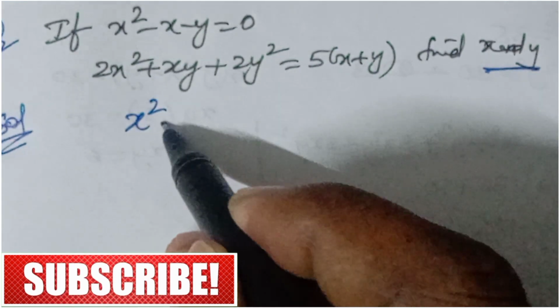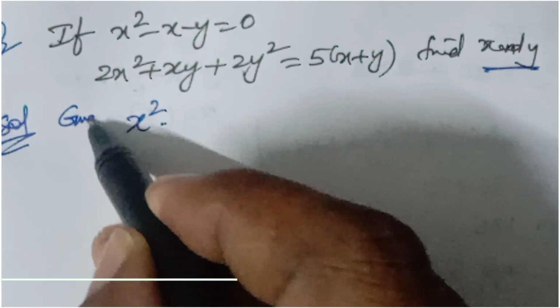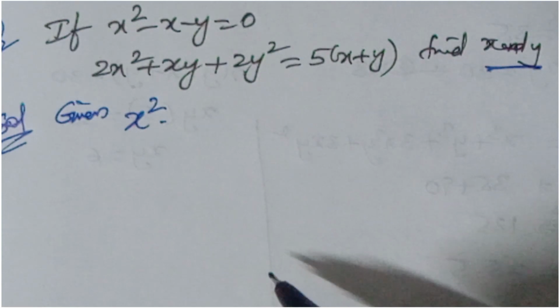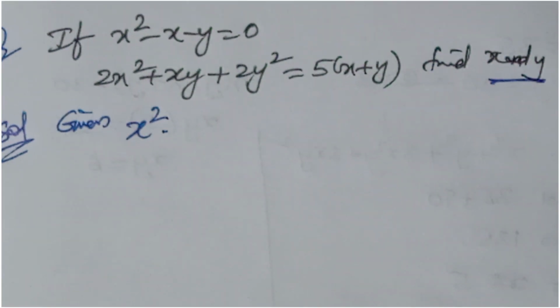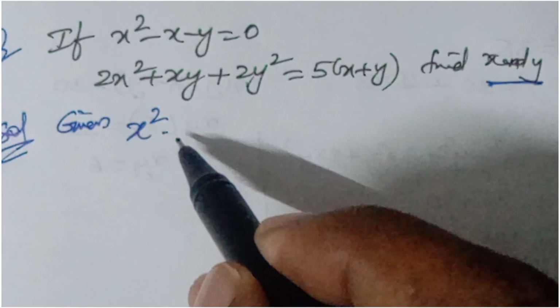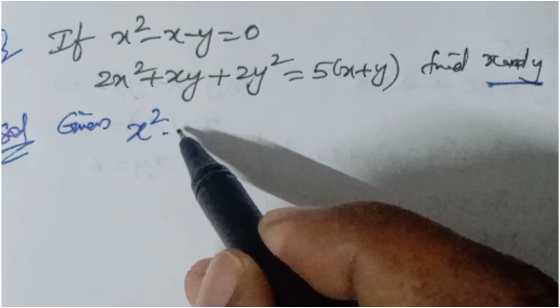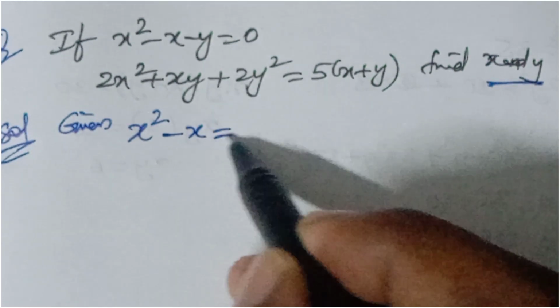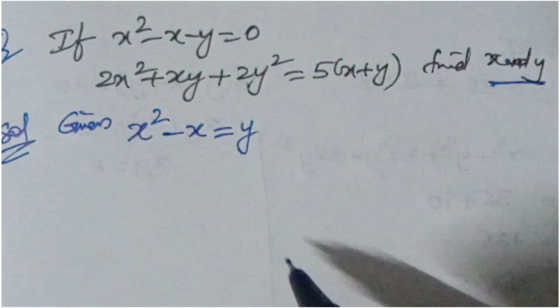So x square given now. First pause the video for 10 seconds and think about the problem. Can you get the answer to this problem or not? Otherwise continue the video. x square minus x is equal to y.